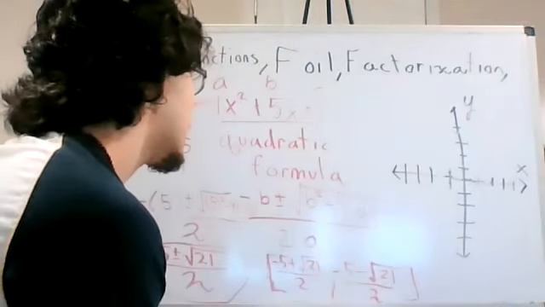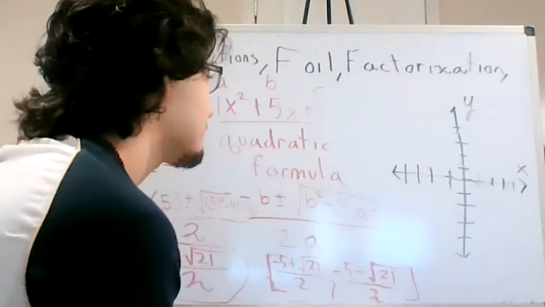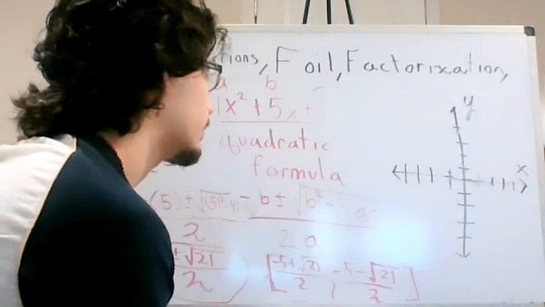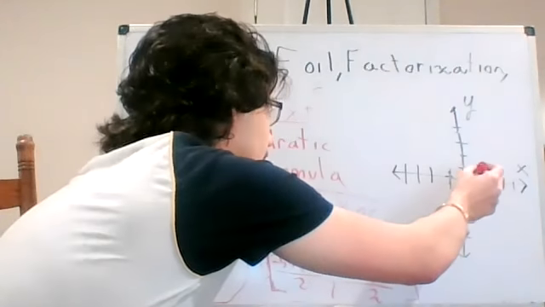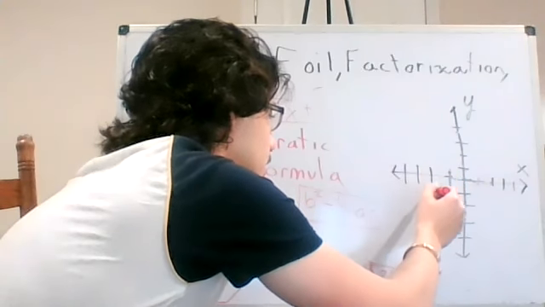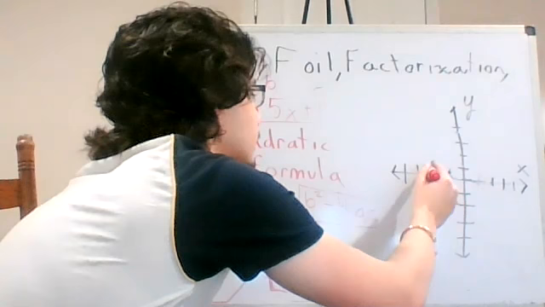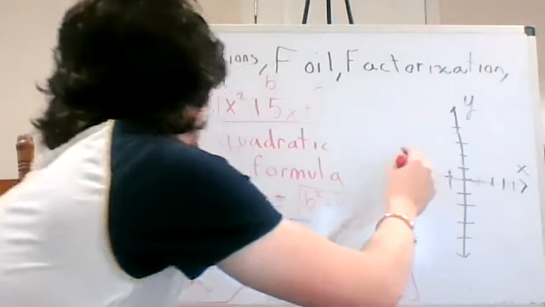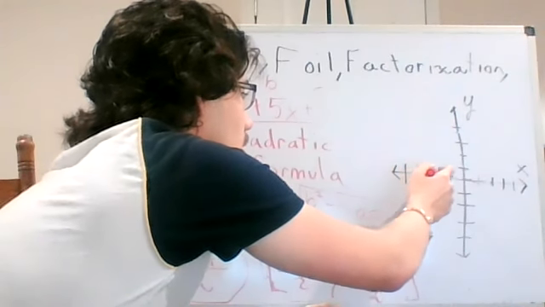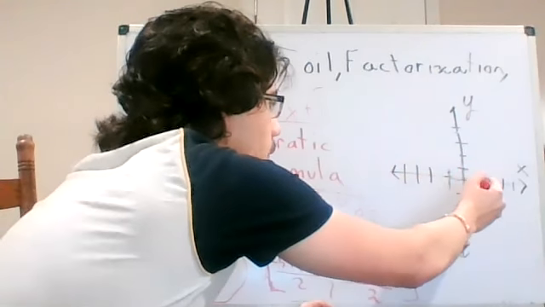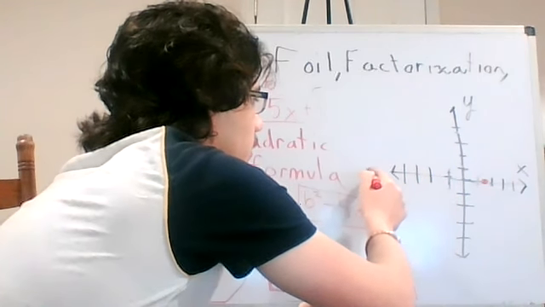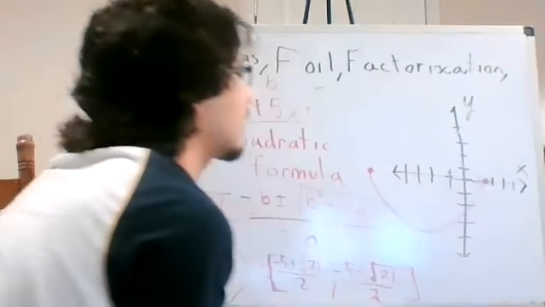So this would be roughly... the square root of 21 is about 4, a little bit more than 4, maybe 5. So 5 over 2 and negative 5 over 2 is about here. So I think it's about here. So 1, 2, 3, 4. Here's one of the zeros, and 1, 2, 3, 4. So it all comes to be like this.